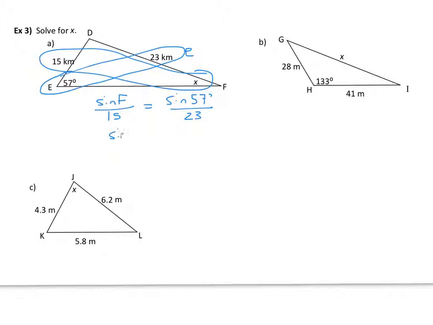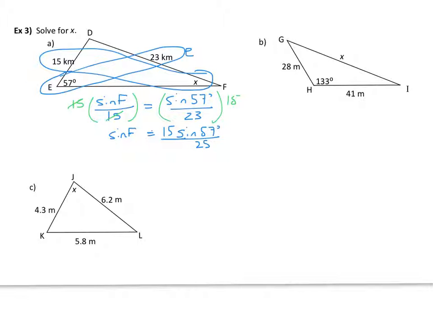All right, now to get sine F by itself, that's the first step. I'm going to undo the divide by 15 here by multiplying by 15, so that gets rid of that. Multiply that by 15, and then what we have is sine of angle F being equal to this calculation here: the sine of 57 degrees divided by 23 times 15. And you can just put the 15 out front if you want to avoid the brackets. I'm going to put that in my calculator. 57 sine times 15 divided by 23.